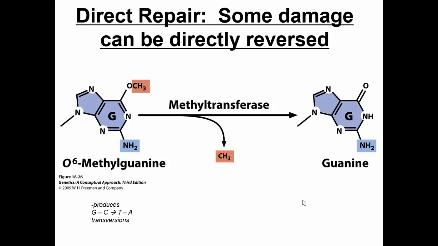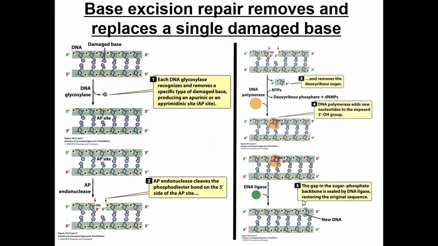Again, this is at the intro to genetics level. We could probably teach a whole course on direct repair, but at the basic level, this is how it works. There's another type of repair called base excision repair that removes and replaces a damaged base. This one has a bit more steps to it.